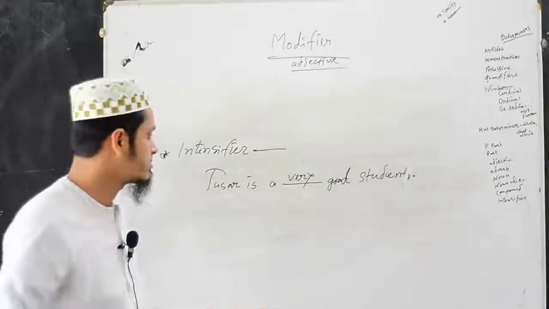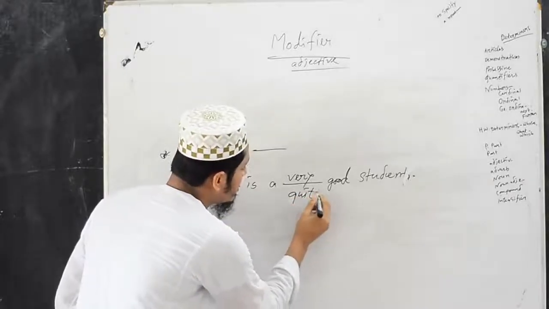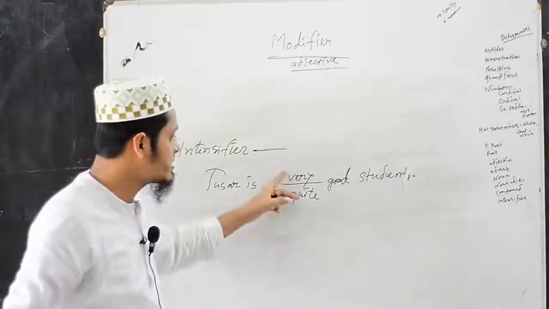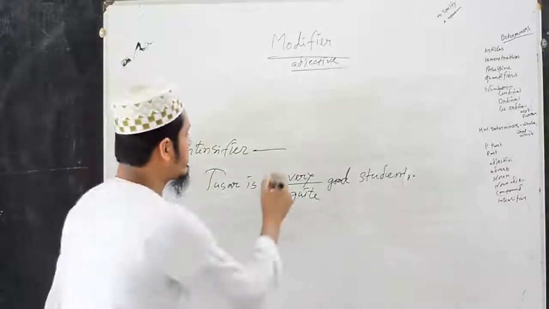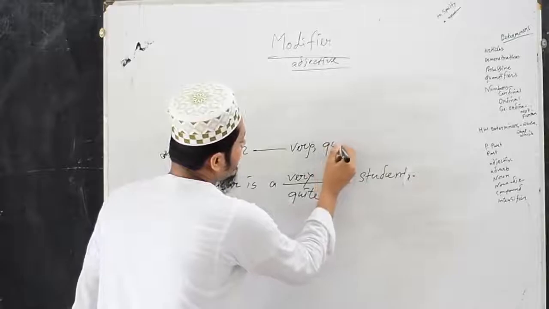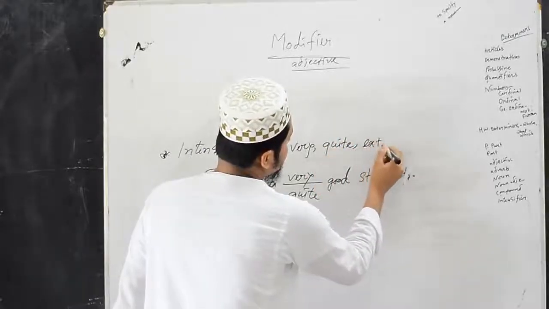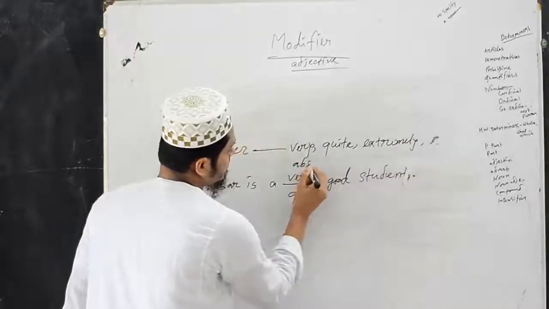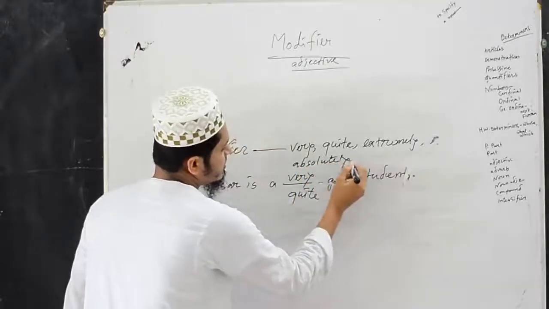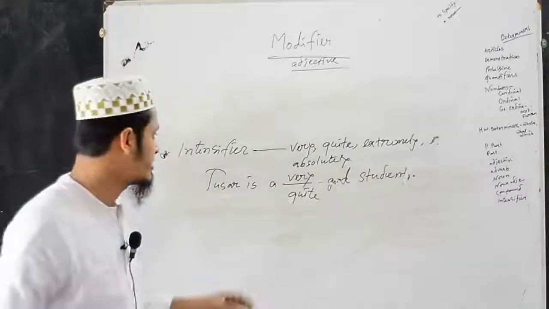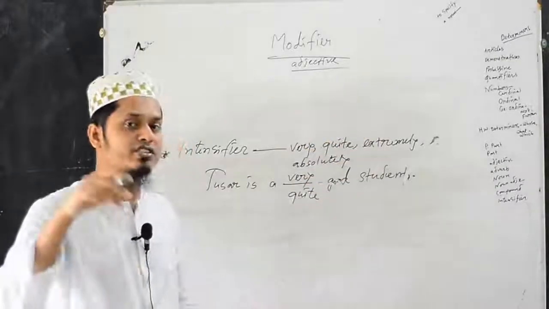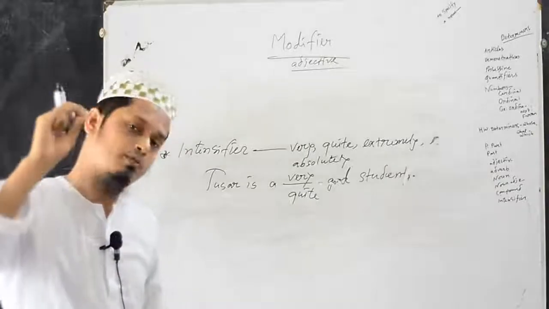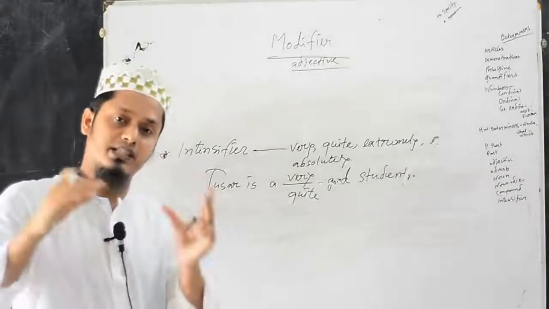Very good. What type of good? Quite good. Absolutely good. Completely good. This extremely good. This type of words, very, quite, extremely, absolutely, and there are etc. This type of words are used as intensifiers to intensify the mentioned adjective or adverb, to give extra emphasis.